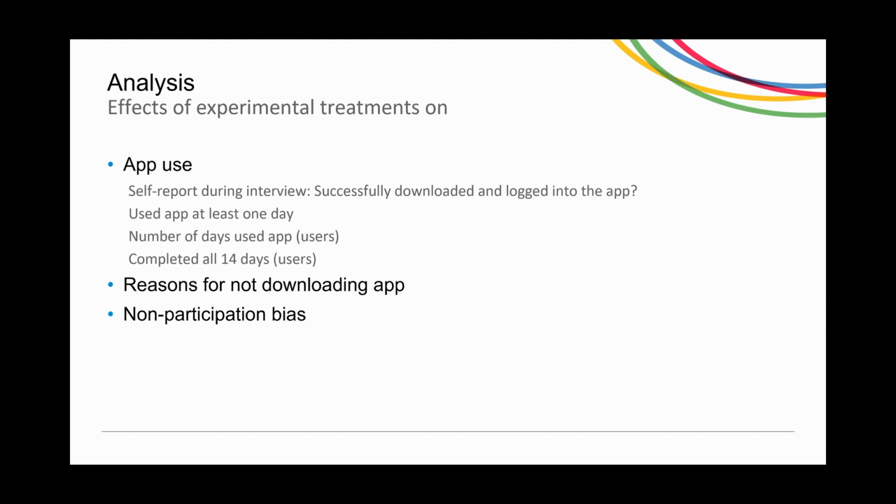Then we look at the actual app data. So do we have data from at least one day? And then for those people who use the app at least once, we look at the number of days they use the app and just a binary indicator of whether or not they completed all 14 days. So that's the different outcomes of whether they use the app or not. And then we also look at the reasons they gave us. So within the annual interview, we asked them to download the app. And if they said they hadn't, we asked why. And we look at whether that differs between the experimental groups. And then we also look at biases between participants and non-participants and how those differ between the experimental treatments.